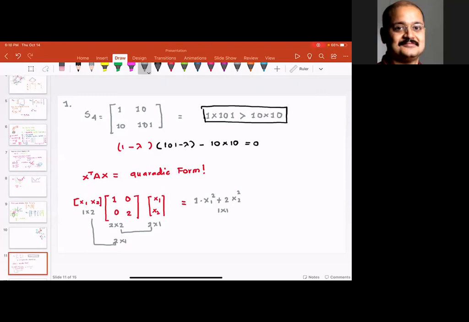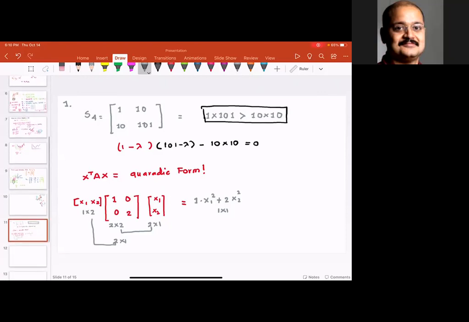Now, the quadratic form is an important concept because if you think about it, this can be thought of as an energy function. Just imagine if x1 is your displacement and x2 is your velocity. So you would have something like k x square plus m x dot square. The first term corresponds to the potential energy. The second term corresponds to the kinetic energy. So the quadratic forms are super duper important.